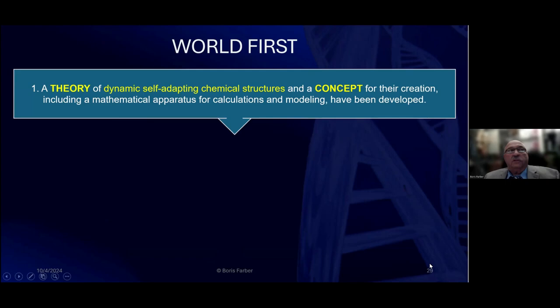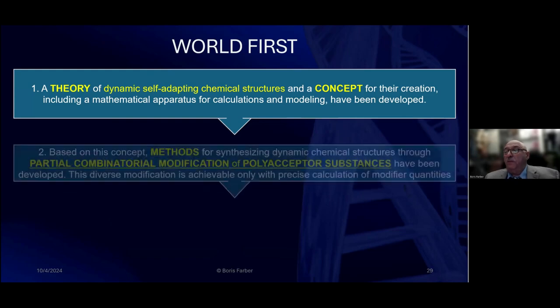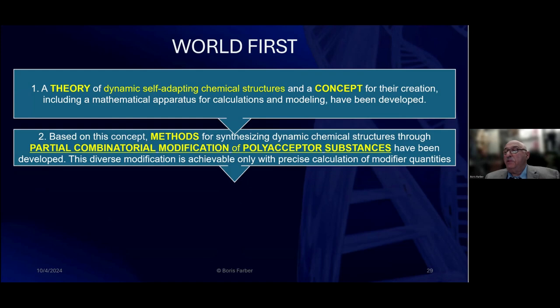In order to do this, for the first time in the world, we created a theory of dynamic self-adapting chemical structure and a concept of their creation, including the mathematical apparatus to calculate and model. Based on this concept, a method for synthesizing dynamic chemical structures through partial modification of polar acceptor substances, the name of our method, has been developed.